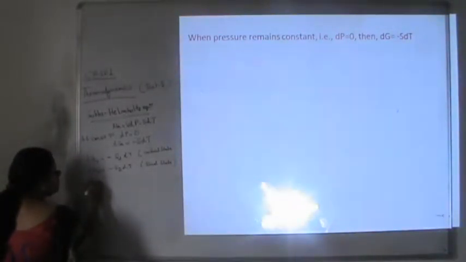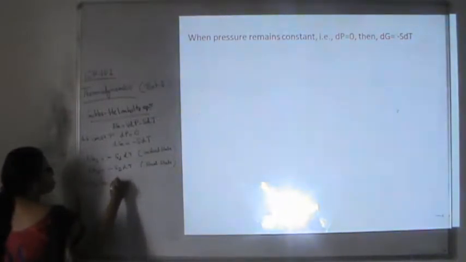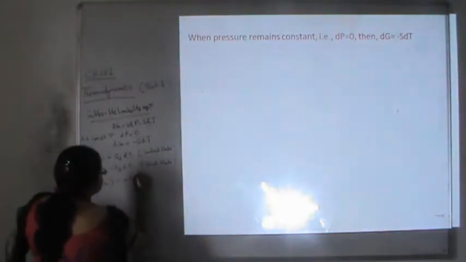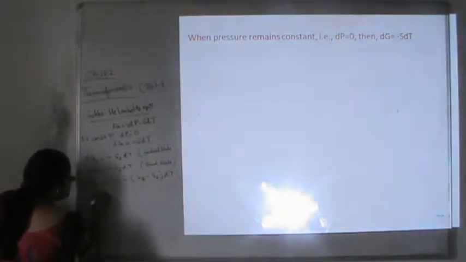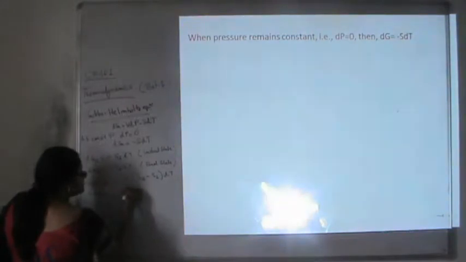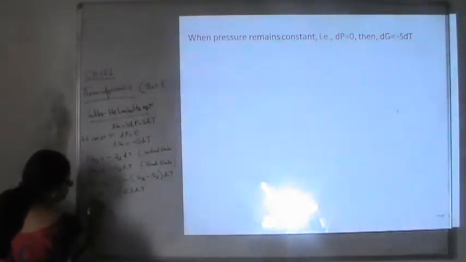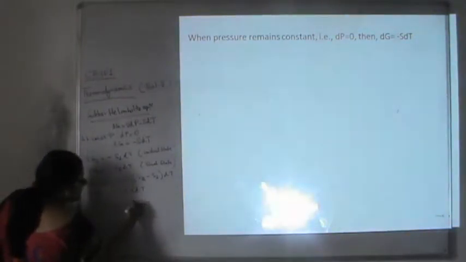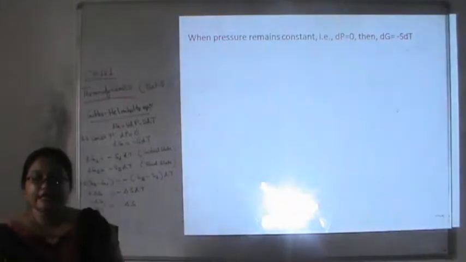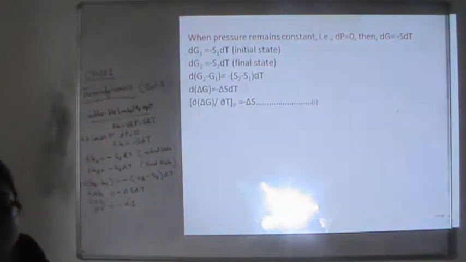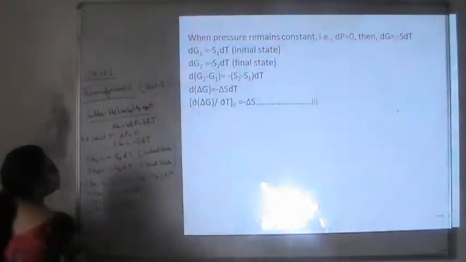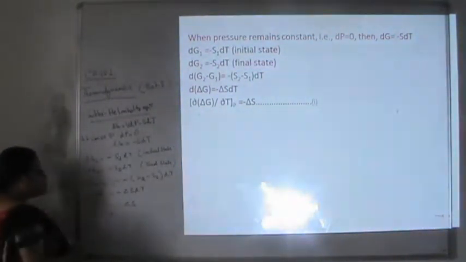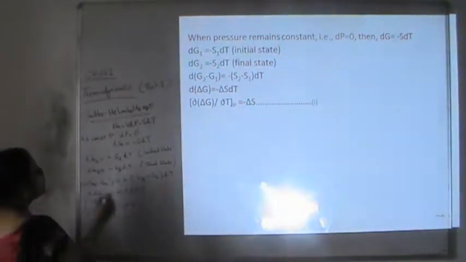So d of (G2 minus G1) is equal to minus (S2 minus S1) dT. So d of delta G is equal to minus delta S dT. So del of delta G by del T is equal to minus delta S. It is another form of the Gibbs-Helmholtz equation. So del of delta G by del T at constant pressure is equal to minus delta S. It is another form of the Gibbs-Helmholtz equation.